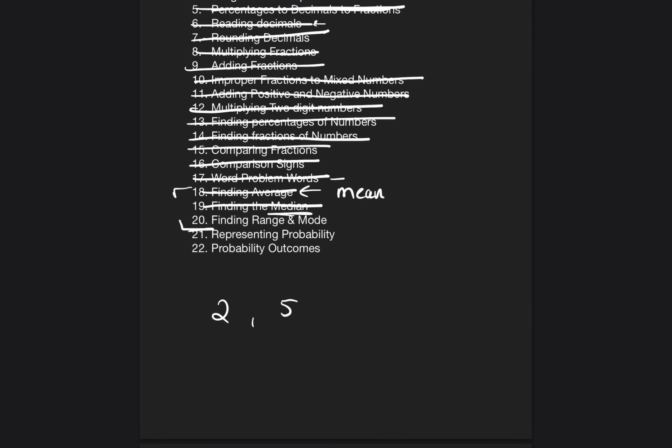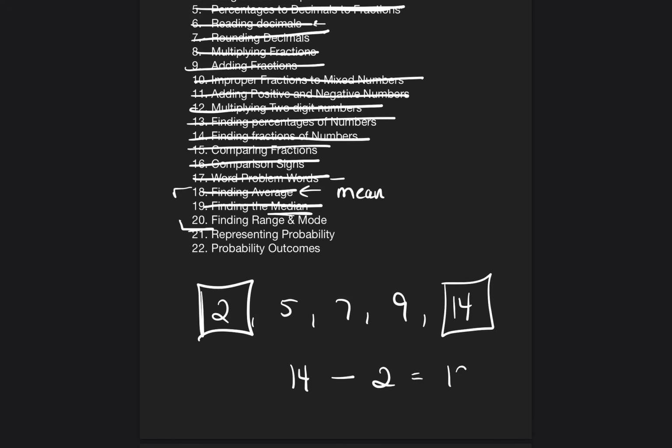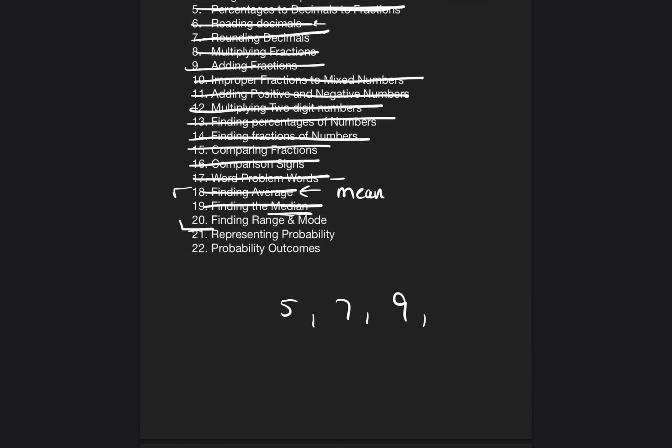So if I have 2, 5, 7, 9, and 14, the range just means take the highest value. So the highest value would be 14, and subtract the lowest value, which is 2. So the range would be 12. Again, range just means take the highest value and subtract the lowest value, and you get the range. Very simple. So say the answer choices were only 5, 7, and 9. Which one is the range? Well, you take the highest answer, 9, subtract the lowest answer, 5, and the range is 4. So that's super simple to find the range.